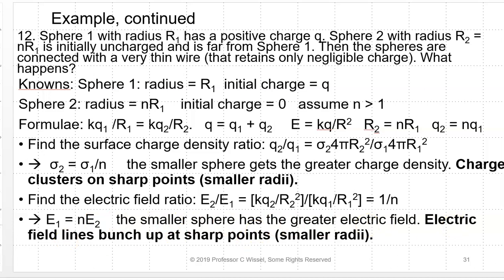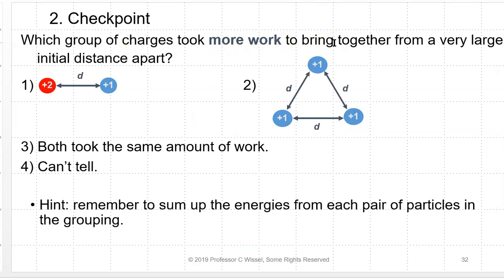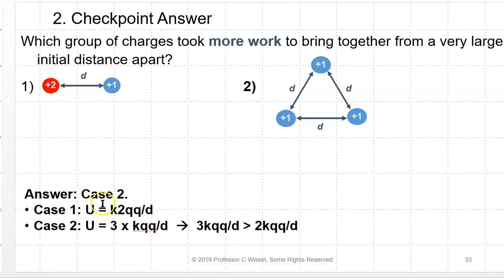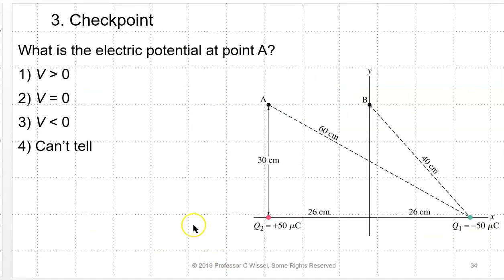Which group of charges took more work to bring together from a very large initial distance apart? This group or this group? Now, you want to remember to sum up the energies for each pair of particles in the grouping. All right, so here we go. Case 1, it will be K times 2Q times Q divided by D. Case 2, U equals 3 times KQ, Q divided by D, since there are 3 charges here. And case 2 is greater than case 1. So case 2 is the correct answer there.